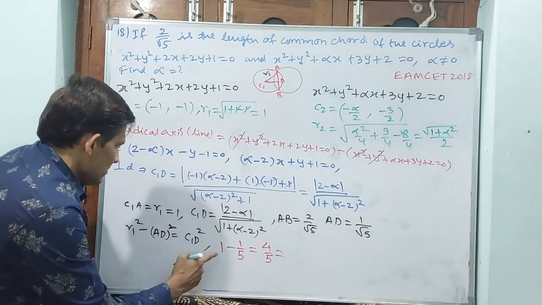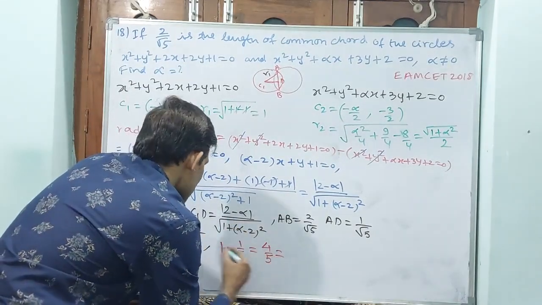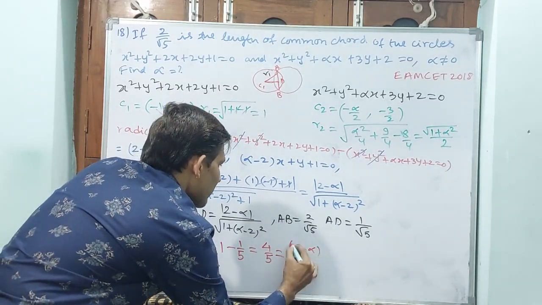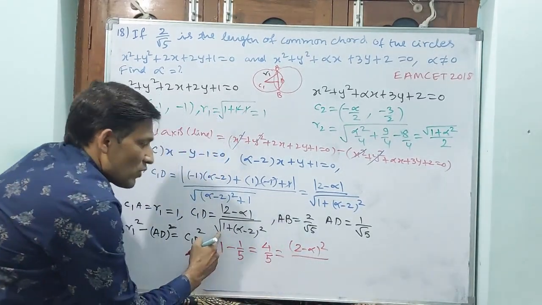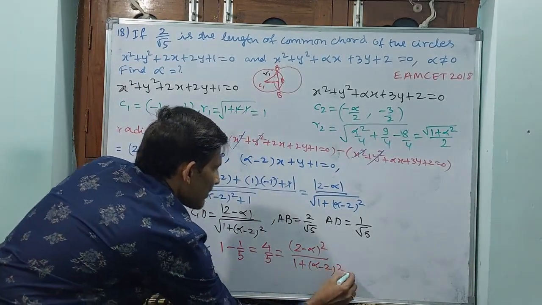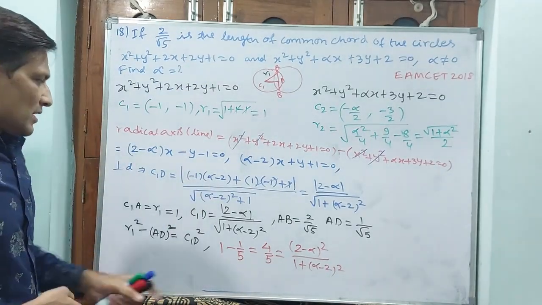Okay? Square only we have done. That means you see C1D square. C1D square is equal to, you see, (2 minus alpha) whole square, by this square root going to disappear, that's all. (Alpha minus 2) whole square. Okay, now pass. I am going to remove this question and I will solve here.